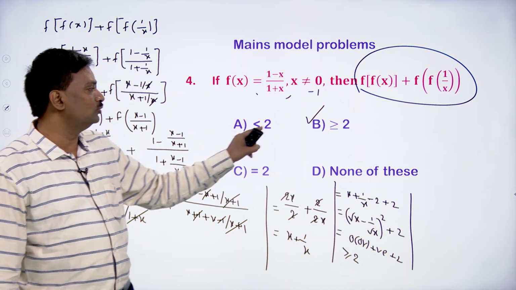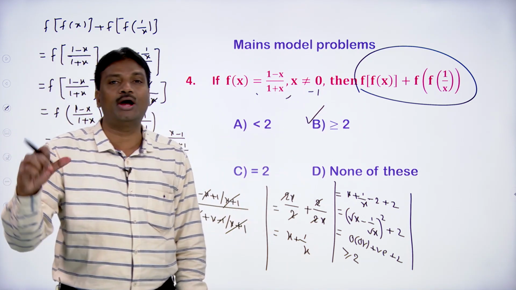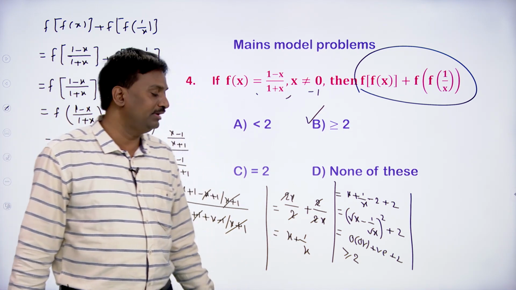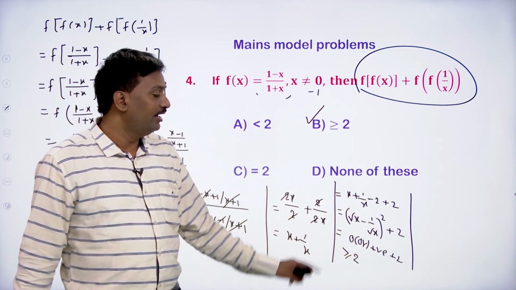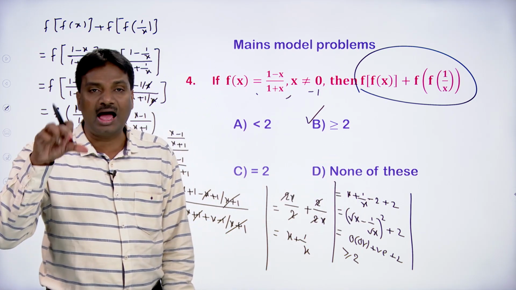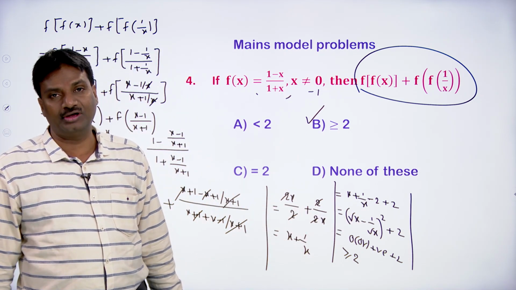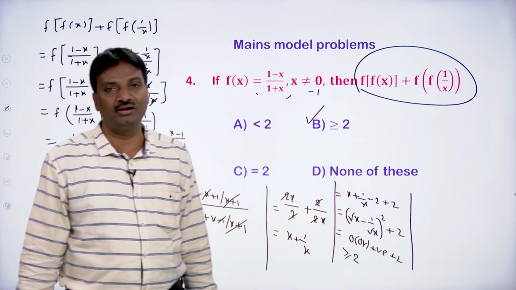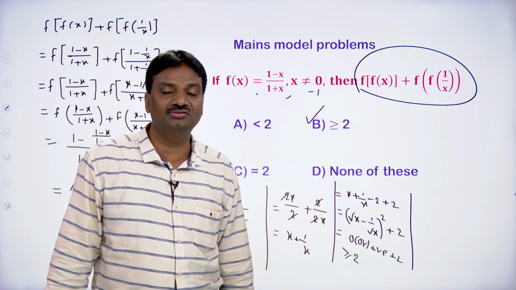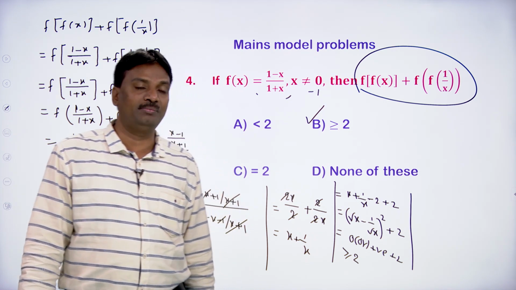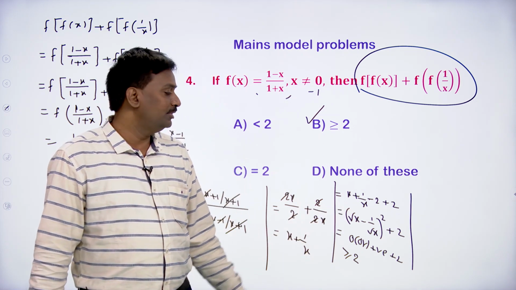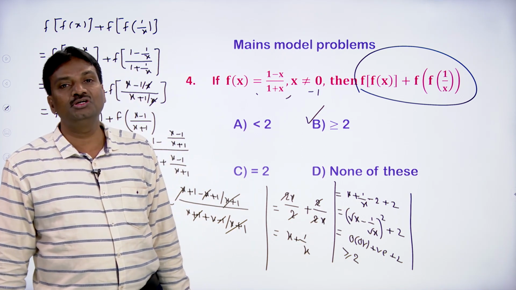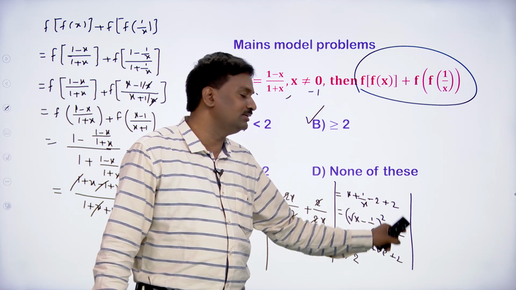By observing the options, we have less than 2, greater than or equal to 2, and none of these. So by adding and subtracting 2 to this expression, you will get x plus 1 by x minus 2 plus 2, where x plus 1 by x minus 2 can be written as (root x minus 1 by root x) whole square. So this is in the form of (a minus b) whole square. We know the formula of (a minus b) whole square is a square plus b square minus 2ab. A square is root x whole square, that is x, plus b square is (1 by root x) whole square, that is 1 by x, minus 2ab, minus 2 into root x into 1 by root x, which gets cancelled, minus 2 plus 2.